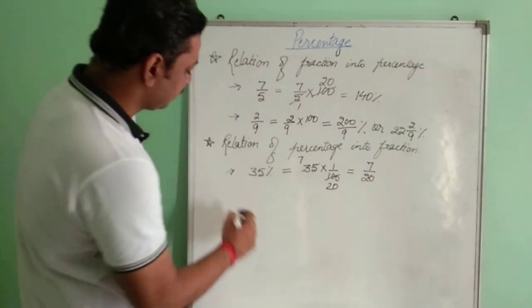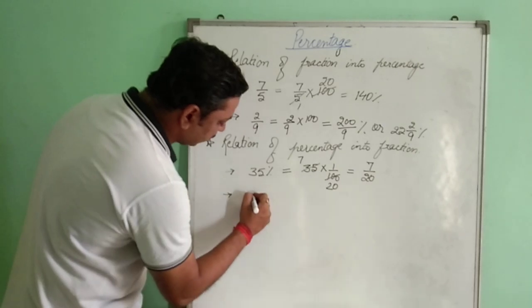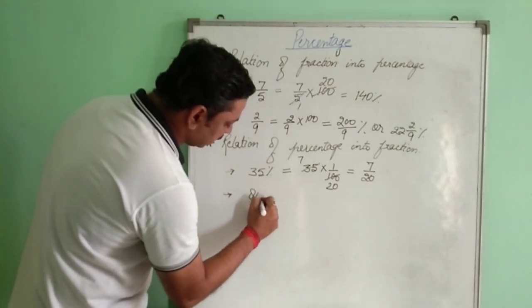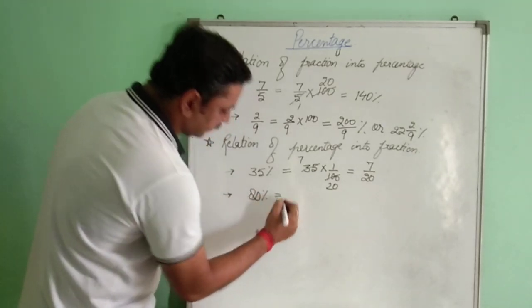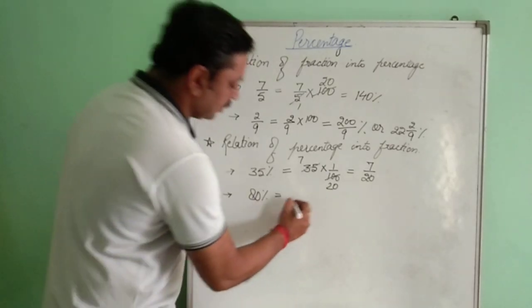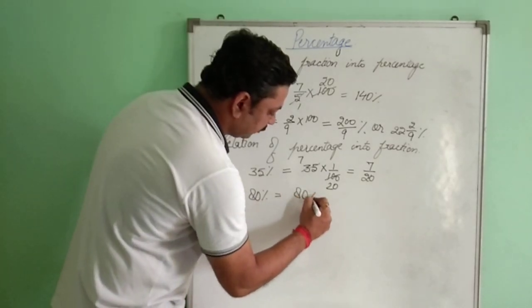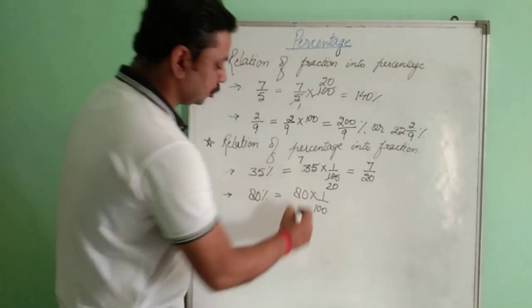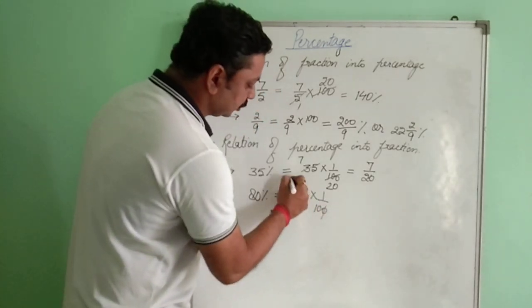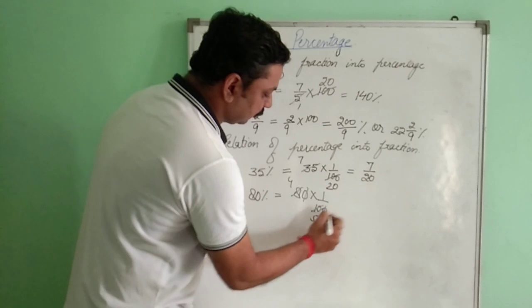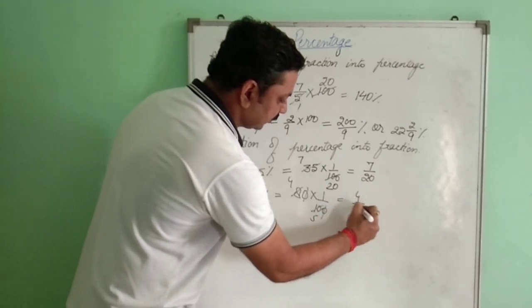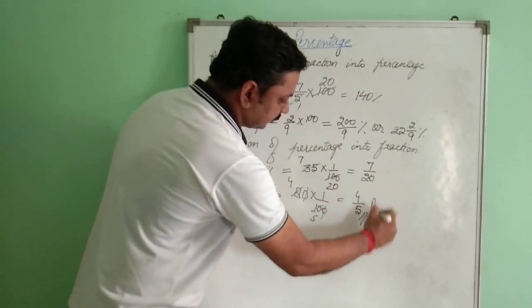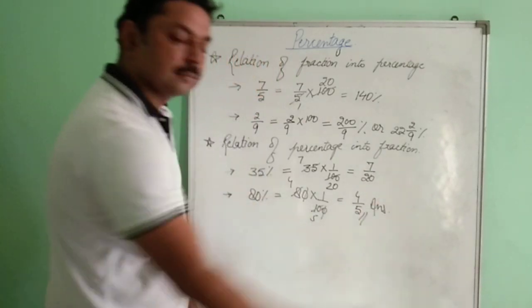Clear? Then next, if you have 80%, clear with this? Then again 80 would be multiplied by 1 by 100. So your 0 and 0 would be cancelled. 2, 4, 2, 5, you will get 4 by 5. Clear with this?